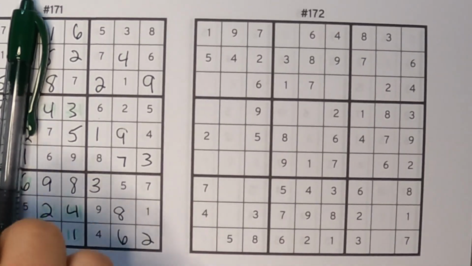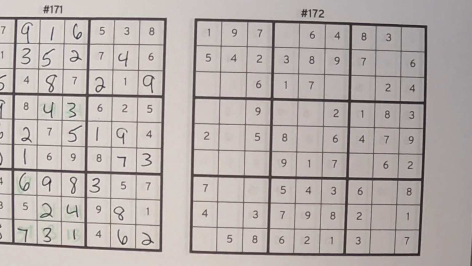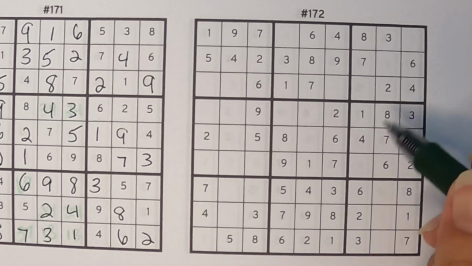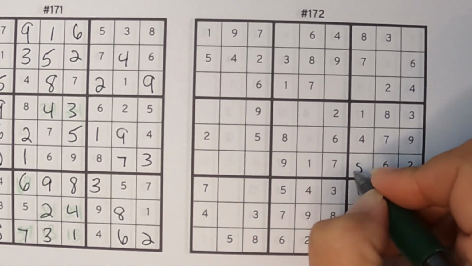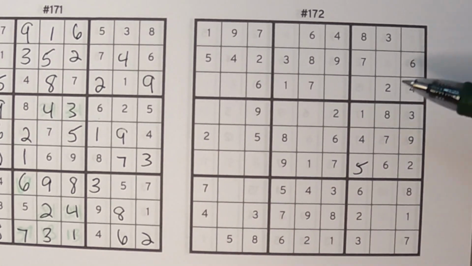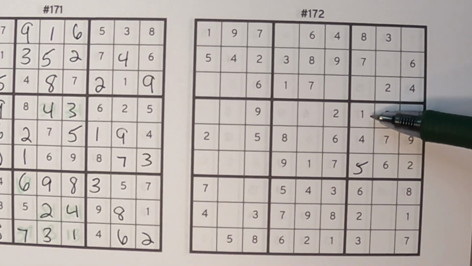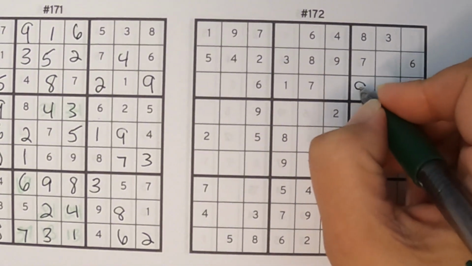Looks like today we're doing puzzle number 172. If we start with this box, we've got 1, 2, 3, 4. We're missing a 5. And for this column, we're missing a 9.